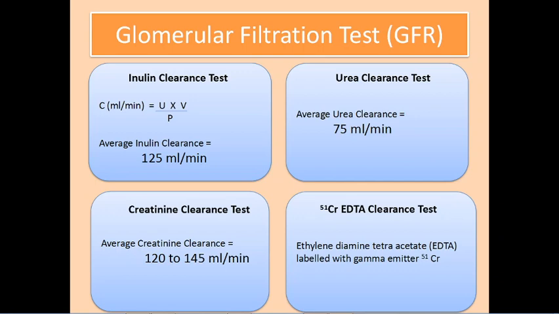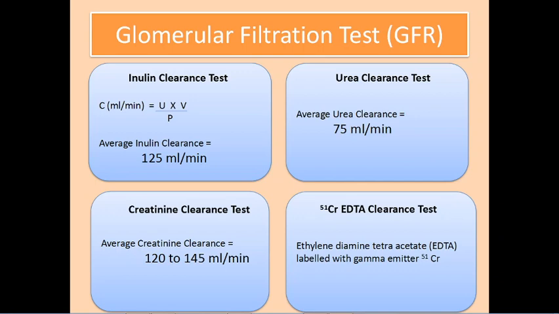Usually 10 grams of inulin dissolved in 100 ml of normal saline is given intravenously at the rate of 10 ml per minute, and simultaneously we measure the plasma inulin level, and the quantity of urine excreted is also taken. The urine specimens should be collected at 1 hour intervals, and using the formula you can calculate the inulin clearance.